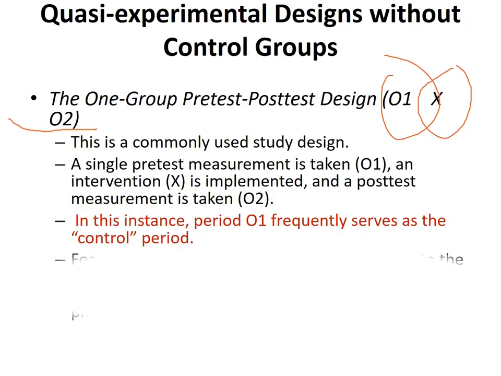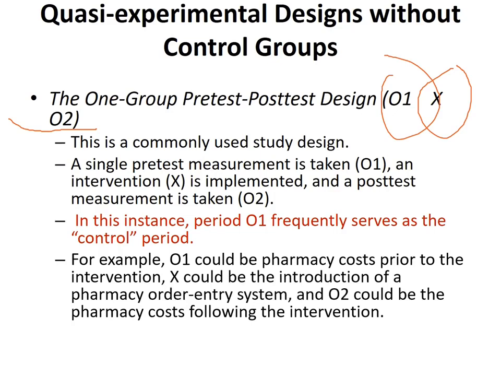For example, O1 could be pharmacy cost prior to the intervention, X could be the introduction of pharmacy order entry system, and O2 could be the pharmacy cost following the intervention. The inclusion of a pretest provides some information about what pharmacy cost would have been before the intervention.